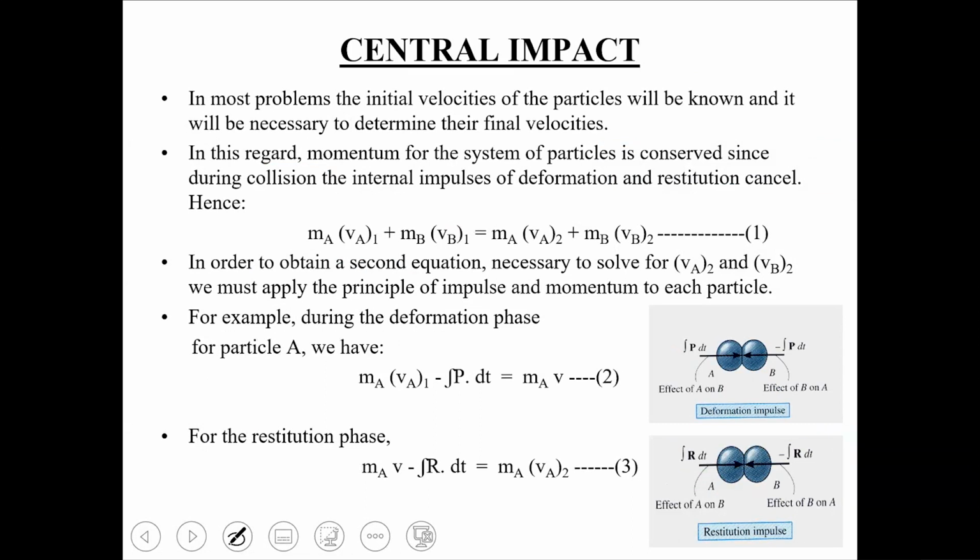In this regard, when we are considering the central impact, in most problems, the initial velocities of these particles will be known to us. Initial velocity से क्या मुराद है कि the velocities of both the particles before collision is generally known to us in all the problems, and we are required to determine the final velocities of these particles, that is आफ्टर कोलिजन ये पार्टिकल्स कितनी वेलोसिटी से जो है वो ट्रेवल करेंगे. In other words, Va1 और Vb1 हमें नोन होती हैं, which are the velocities of particles before collision, और Va2 और Vb2 जो है वो अननोन होती हैं, which are the velocities of these particles after collision.